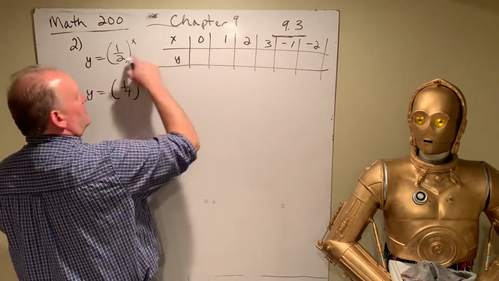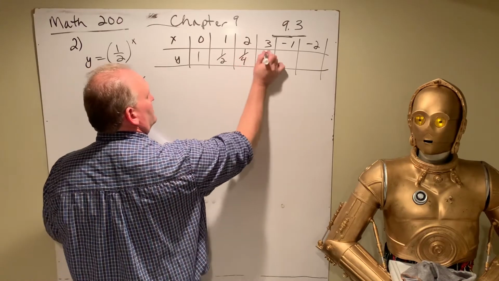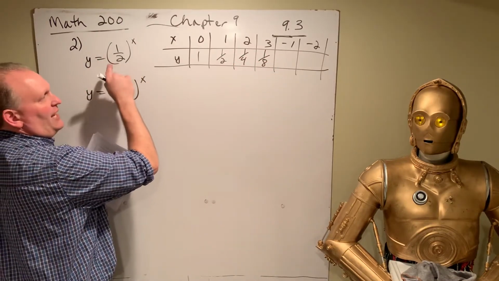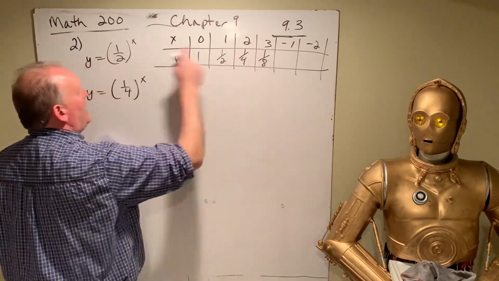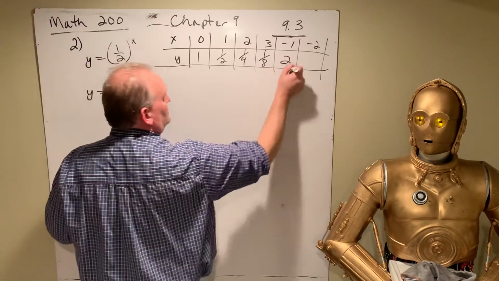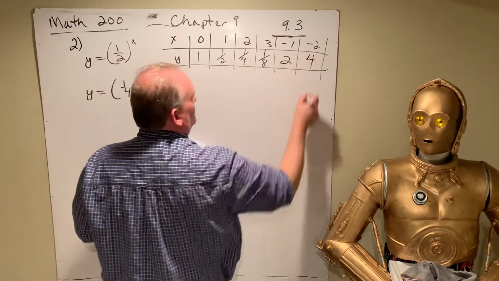When I put in 0, anything to the 0 power is 1. I put in 1, it's 1/2. I put in 2, it's 1/4. I put in 3, it's 1/8, because that's 1/2 times 1/2 times 1/2. 1/4 times 1/2 is 1/8. Negative 1 actually does the reciprocal, so that's 2. And negative 2 does the reciprocal and then squares it, so that's 4.